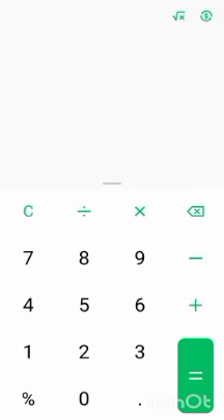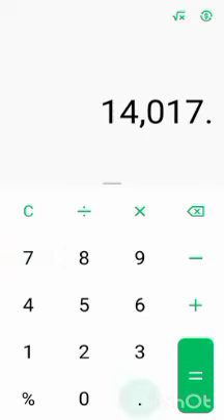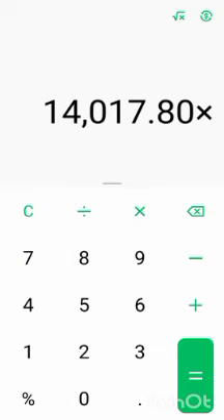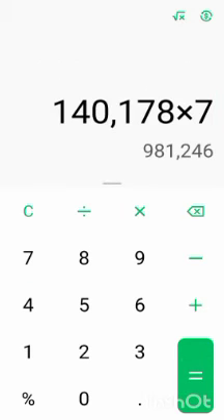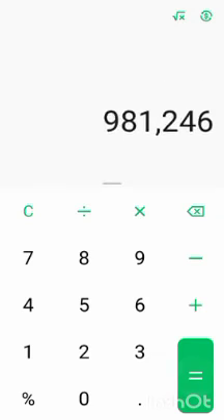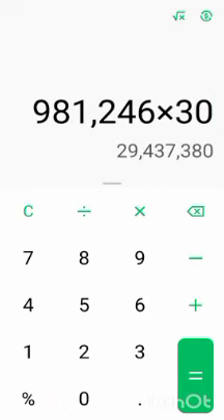Now, if you are able to do this successfully in one day, let's say we do it 10 times in one day, we get 140,000. If you're able to do it successfully in 7 weeks, you get 981,000. And if you're able to do this successfully in 1 month, you get 29.4 million naira.